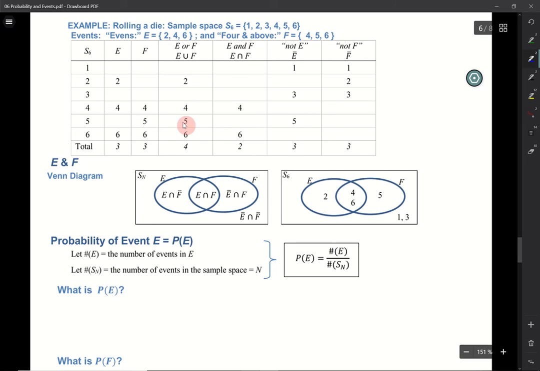2, 4, 5, 6. This union column, that's what's inside this sideways 8 or infinity symbol. So you ignore the inside and just look at the outer boundary. So that's the union. And then what's not in there? 1 is not in there, and 3 is not in there. And so they are actually in the sample space, but they're not in E, and they're not in F. Okay, so that's where you keep track of everything.